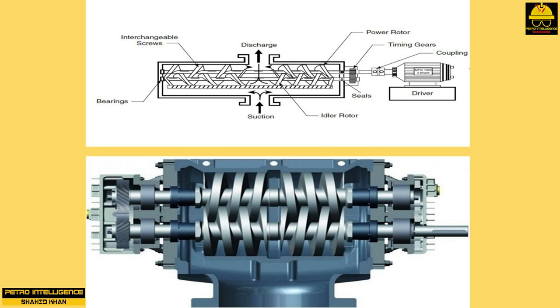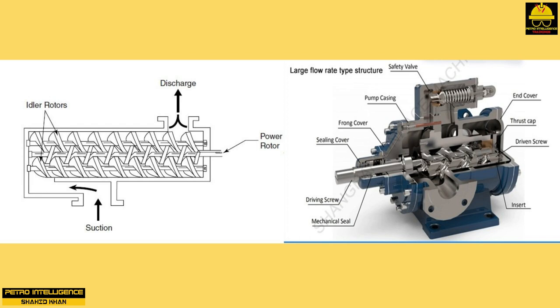Two-screw pumps typically operate at a speed of 3,500 RPM, flow rate of 8,800 GPM, inlet pressure up to 100 PSI, discharge pressure up to 725 PSI, and temperature up to 500 degrees Fahrenheit or 260 degrees C. The three-screw pump consists of a power or driver rotor and two idler rotors as shown in picture. The power screw meshes with the idler screws during operation.